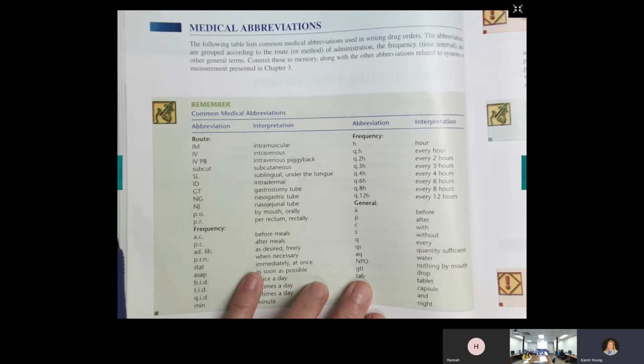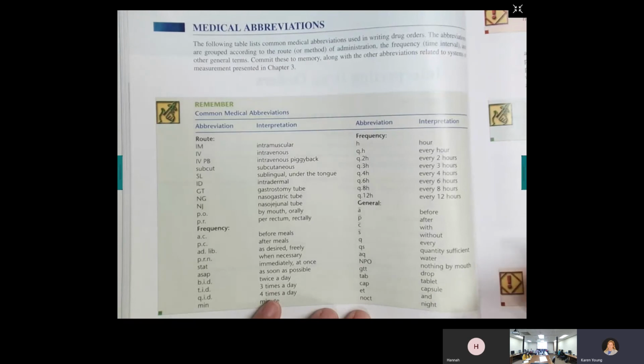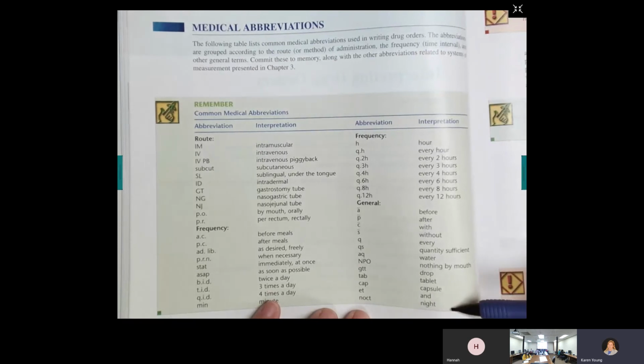The GTT is drop. Of course, tab is the same thing for tablet. Cap is for capsule. ET is and. I usually think of ET as etc. And then the NOCT is nocturnal, which means night.